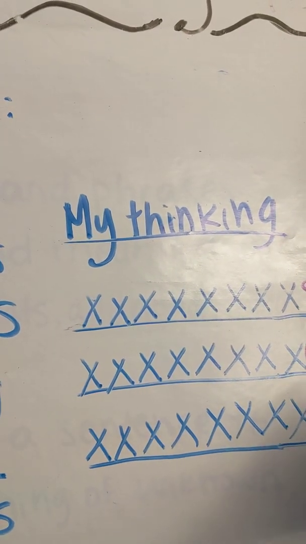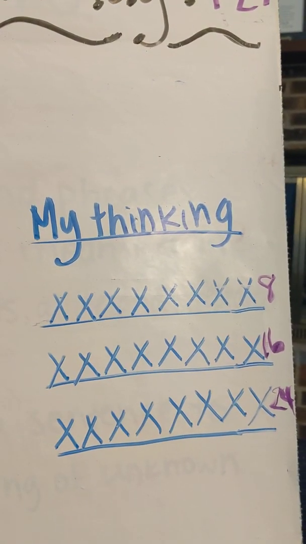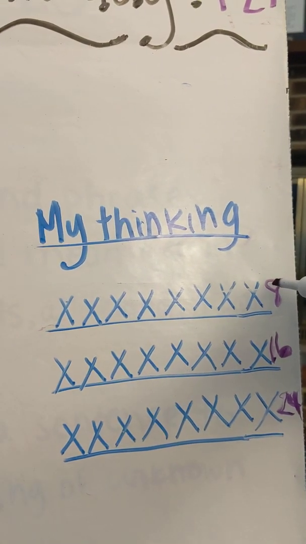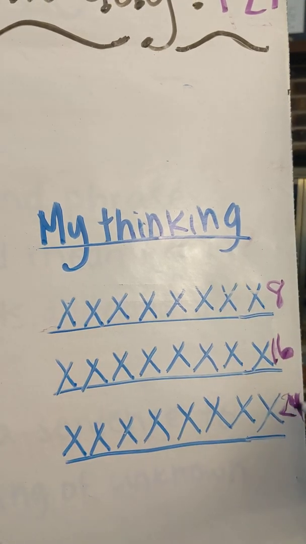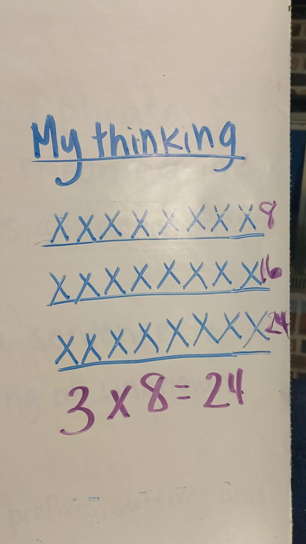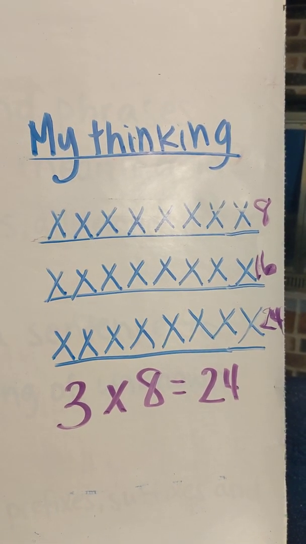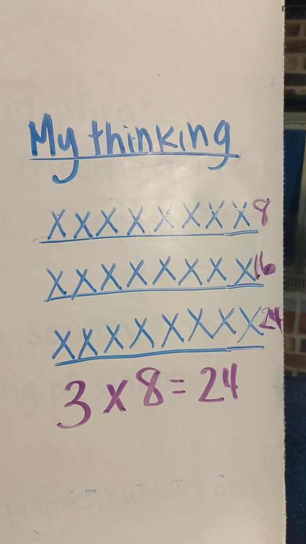Okay? And eventually, if I keep practicing whisper skip counting, I'll be able to count by 8s. 8, 16, 24. Okay? So my equation for this problem is 3 times 8 equals 24.